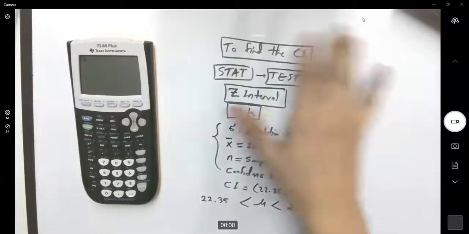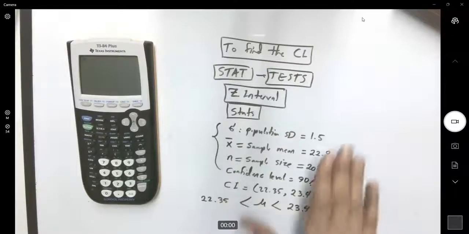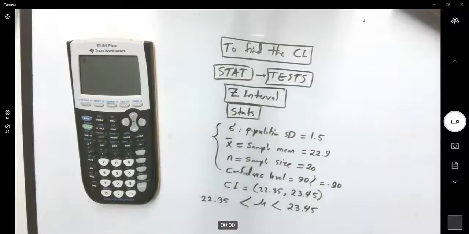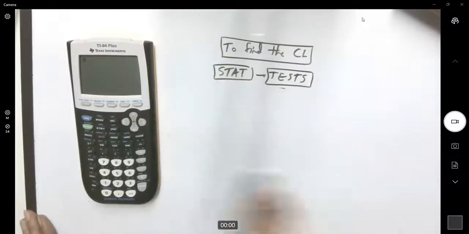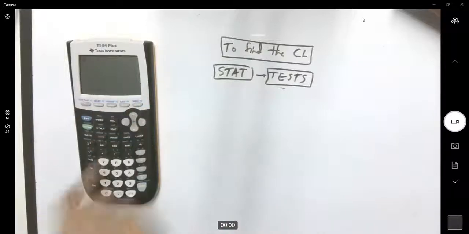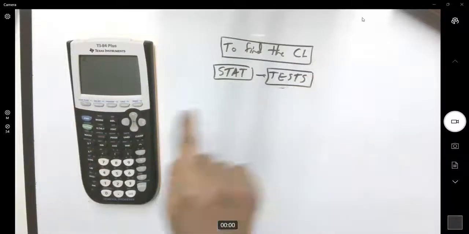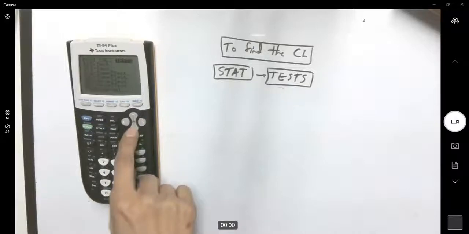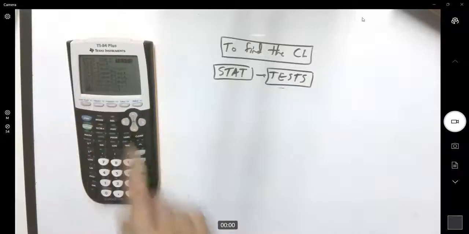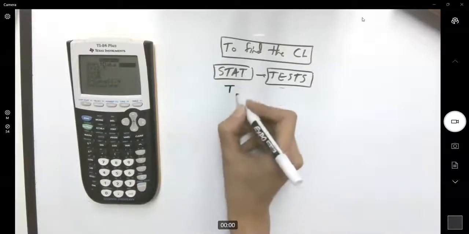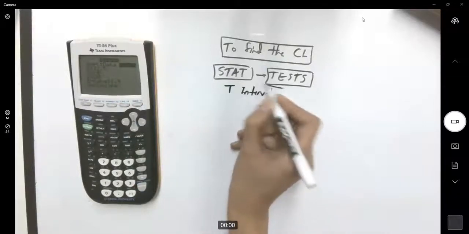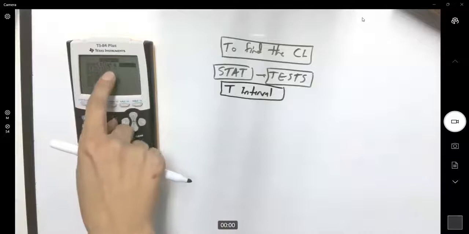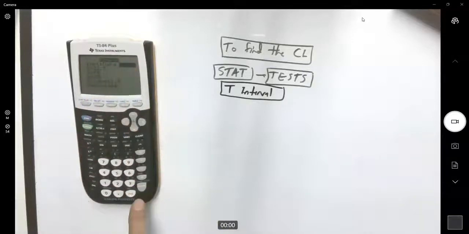Now let us take a look at our calculator, but note that this is the case where we do not have any Z. We have to switch to T. So turn on your calculator to find the confidence interval, go to stat, go to tests. Now you need to find not the Z interval, but the T interval. Are we using the original data? No, we don't have the original data. We have information about the original data.